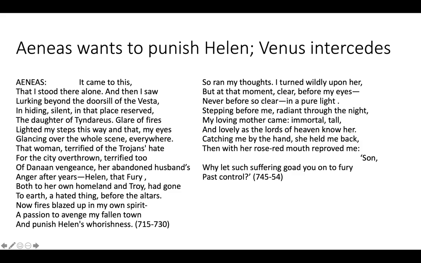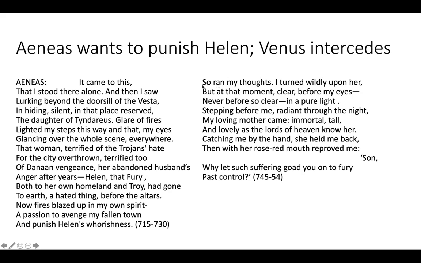Interesting things here. Note that he calls Helen a fury, so referring to the Furies, these vengeful female goddesses of the home, crimes against the home. So Helen is kind of one of those, perhaps. He wants to punish her for being a whore, basically. Yikes. Everyone hates her, too. Trojans hate her. The Danaans or the Greeks hate her, too. He hates her. He wants to punish her. Okay, so ran my thoughts.